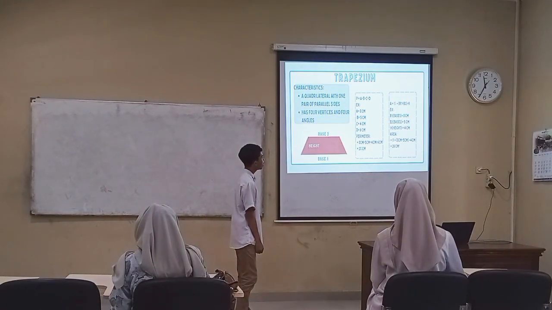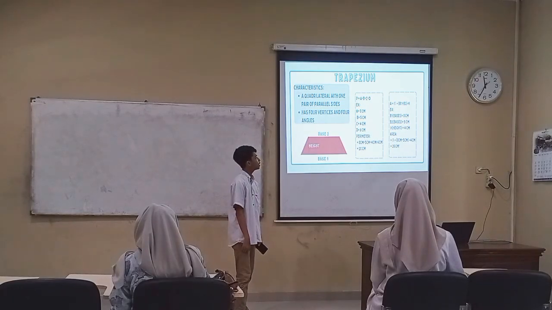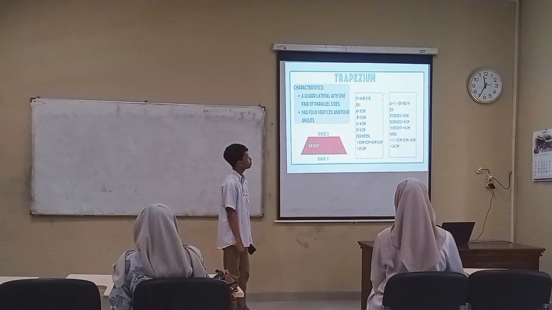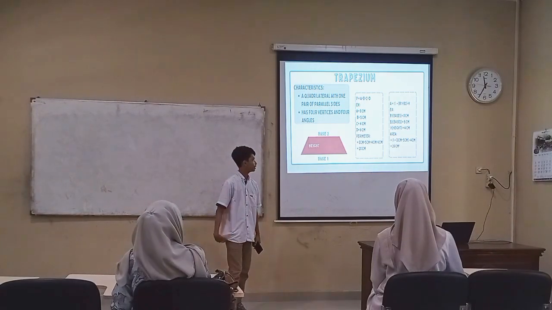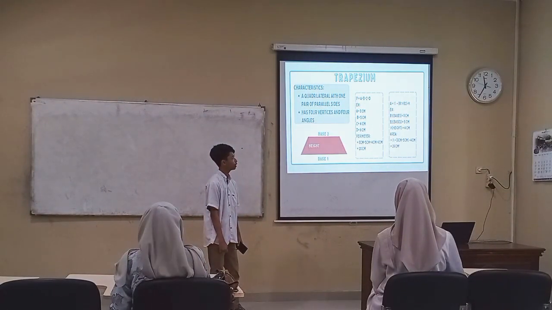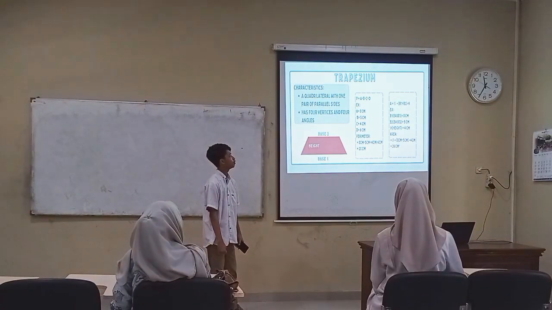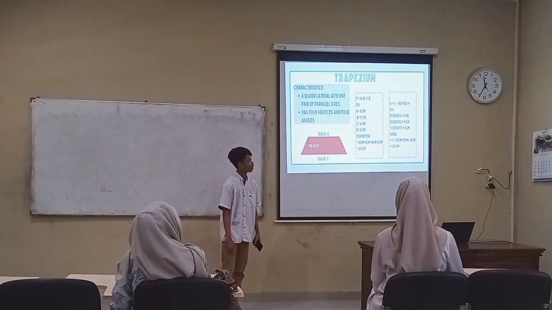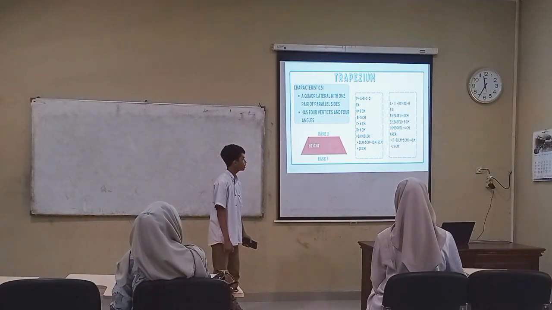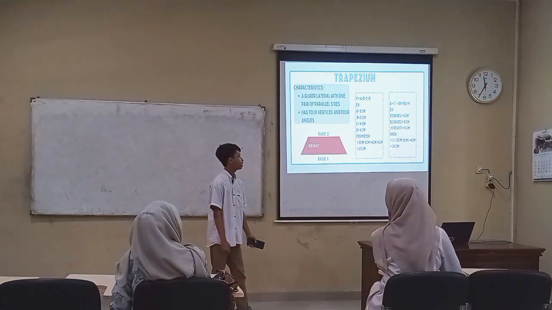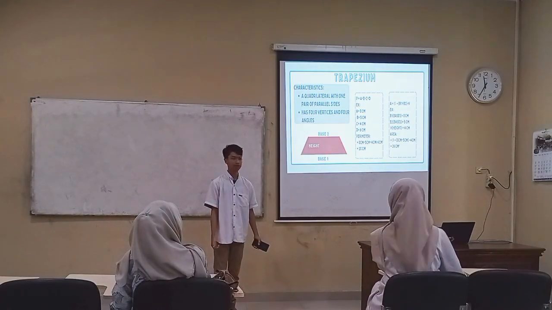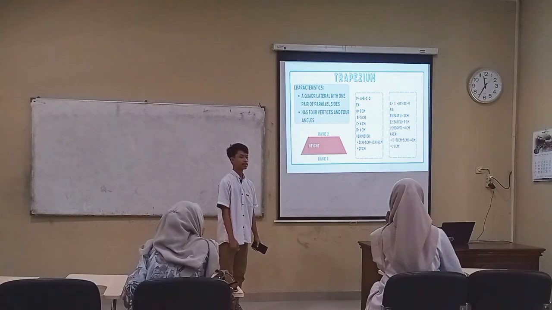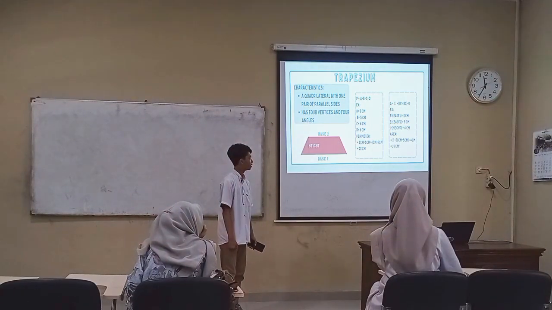To find the area of a trapezium, A is half times B1 plus B2 in bracket times H. Example, B1 is 8 centimeter, B2 is 5 centimeter, and H is 4 centimeter. To find the area: half times 8 centimeter plus 5 centimeter in bracket times 4 centimeter is 26 square centimeter.